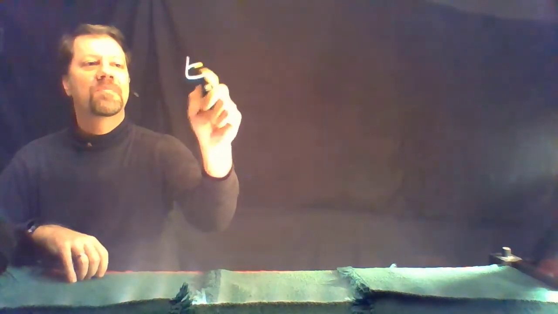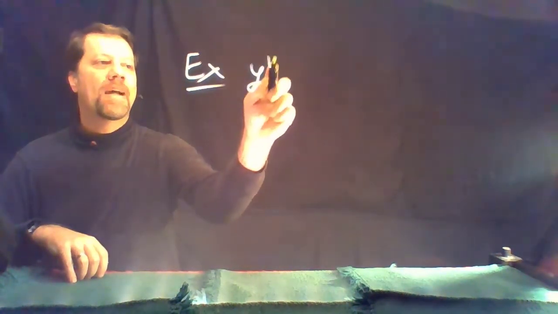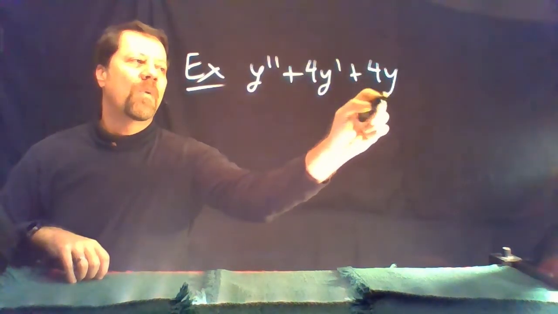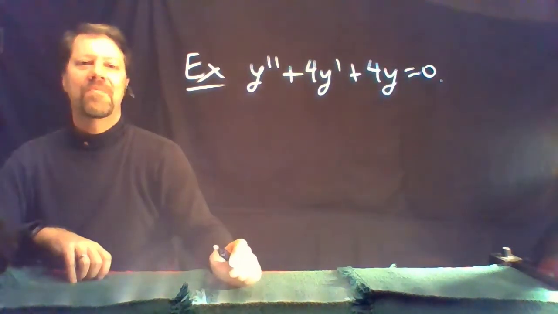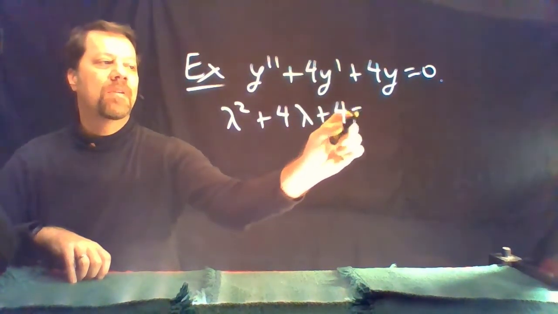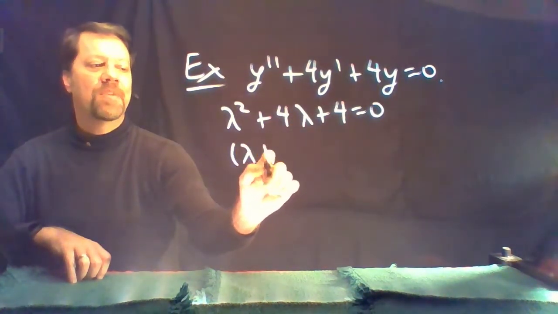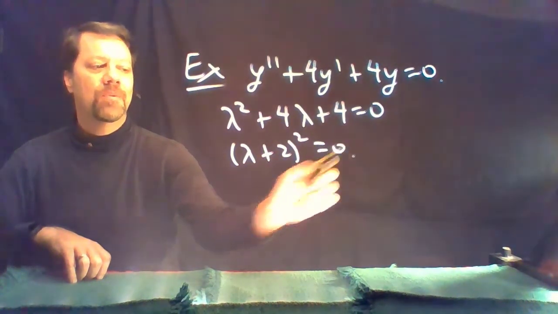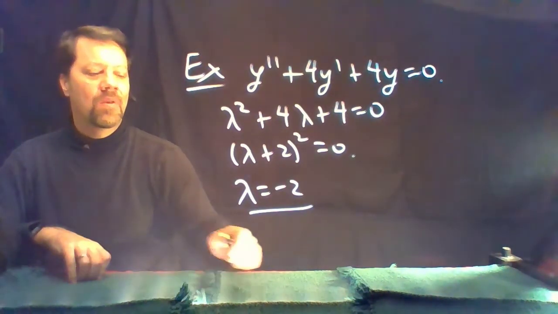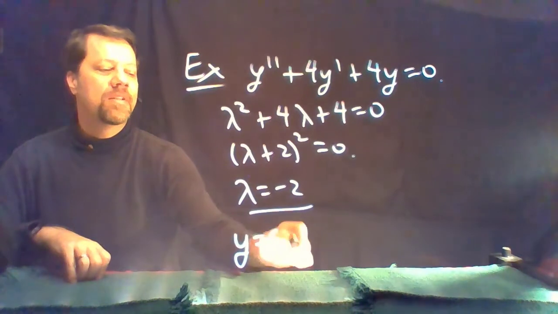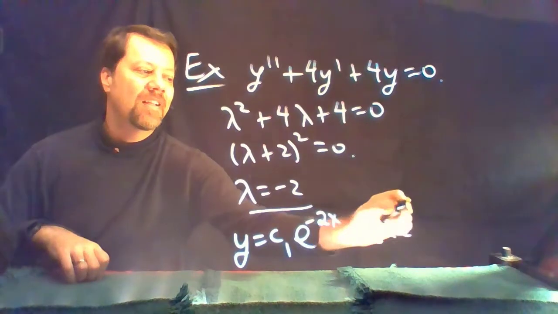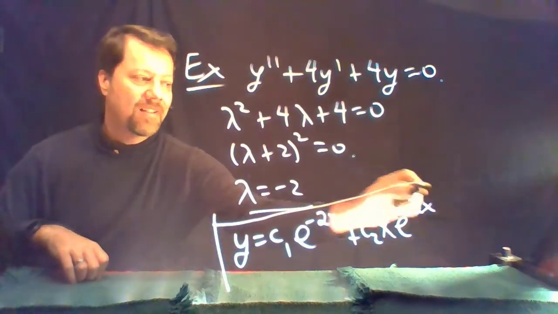As an example, suppose we have y double prime plus 4y prime plus 4y equals 0. The characteristic equation is lambda squared plus 4 lambda plus 4 equals 0, or lambda plus 2 quantity squared equals 0. This gives us lambda equals minus 2. We write down immediately the general solution, c1 e to the negative 2x plus c2 x e to the minus 2x, and we're done.